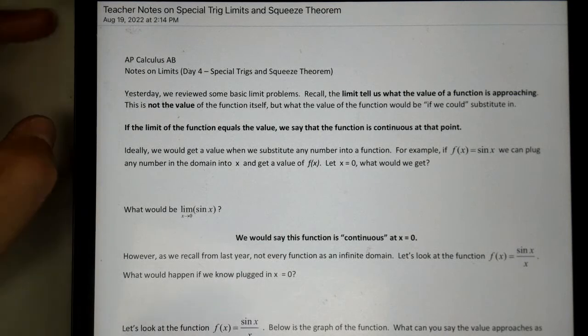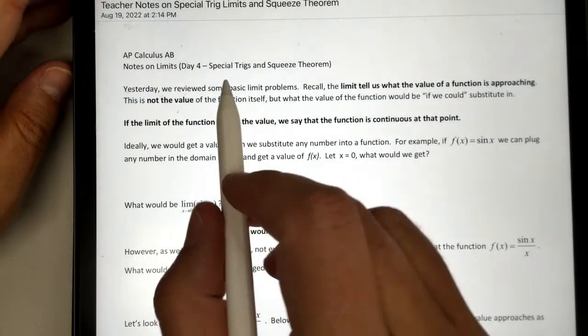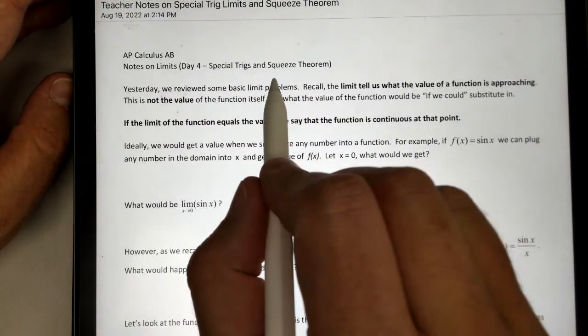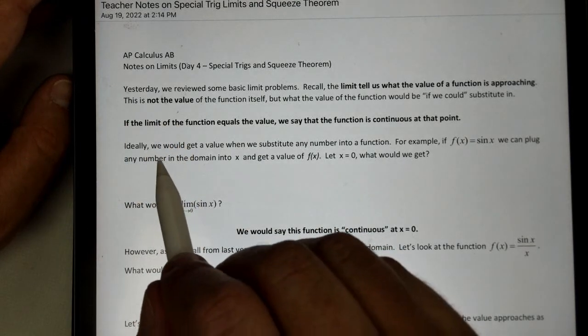Hi, welcome back. Today we are going to be looking at a couple of rules. One is what we call the special trig, and the other one is called the squeeze theorem, although we might get into that the next day. We'll see how far we get.